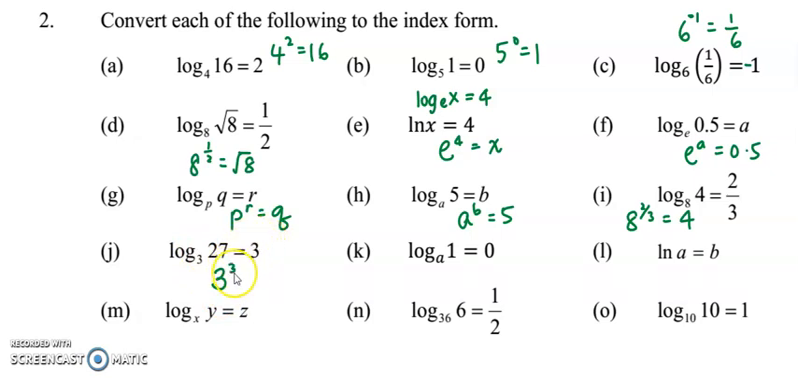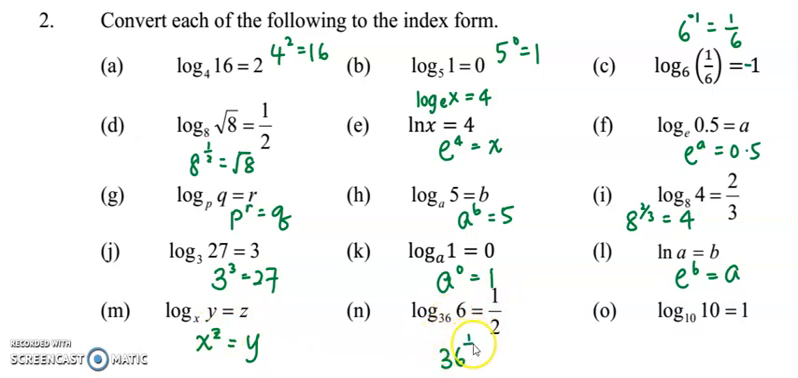Okay, power of 3 equals to 27. The K, we have the base a, power of 0 equals to 1. And the log a equals to b, we have the base of e, power of the b equals to a. With the question M, we have the base of x, alright, base of log, same with the base of the index. So I have x power of z equals to y, followed by the n, 36 will be the base, power of 1 over 2 equals to 6. Lastly, we have a 10 power of 1 equals to 10.